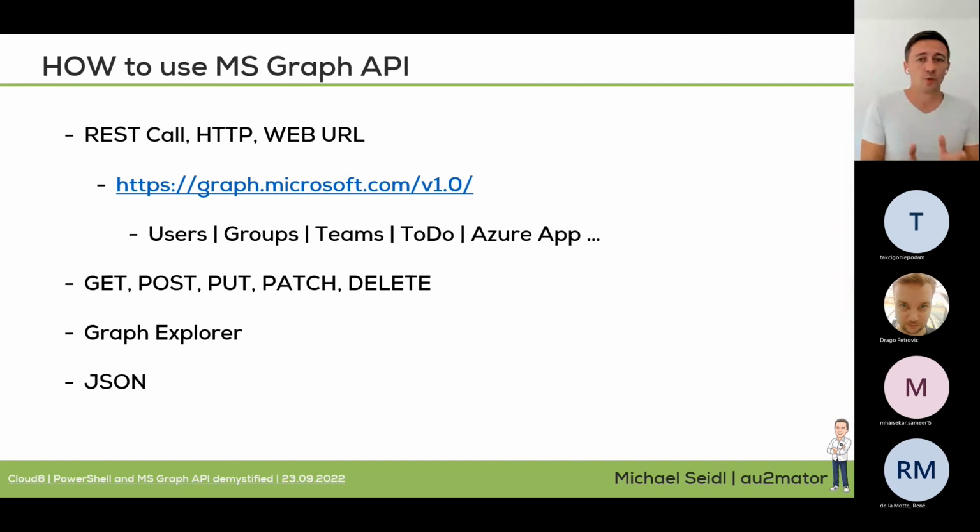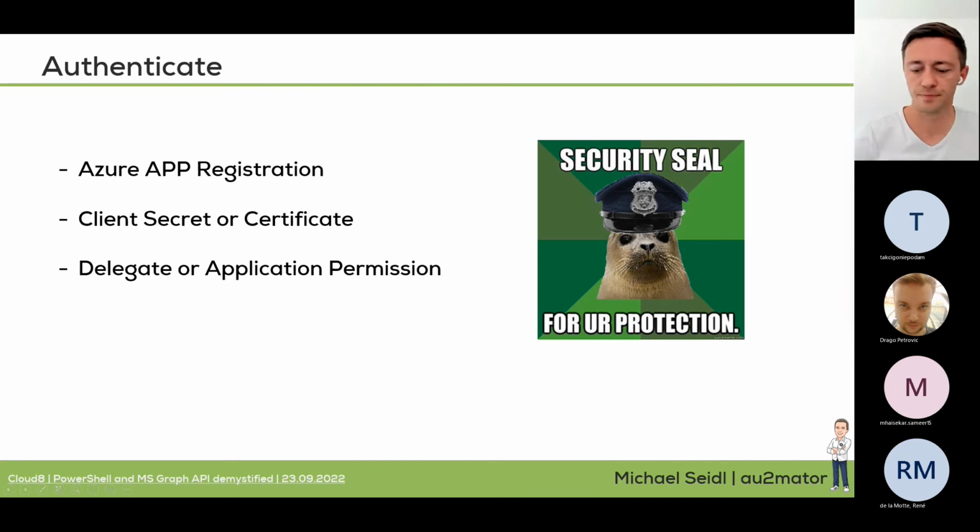And everything you do with the REST API and the MS Graph API is done in JSON format. So get used to JSON, how to use it with PowerShell, how to write your JSON code, and so on. Everything is done in JSON. And of course, authentication is very important.